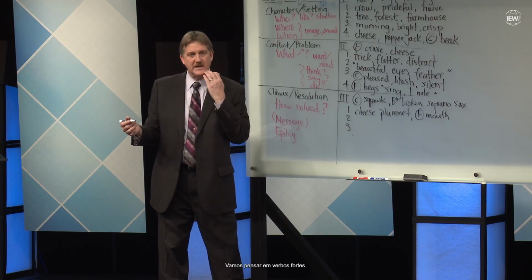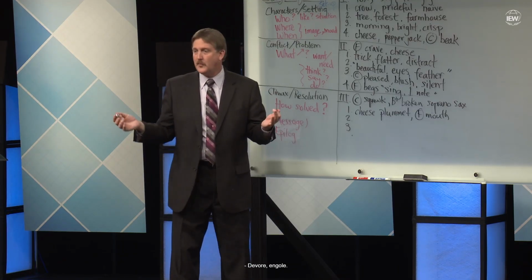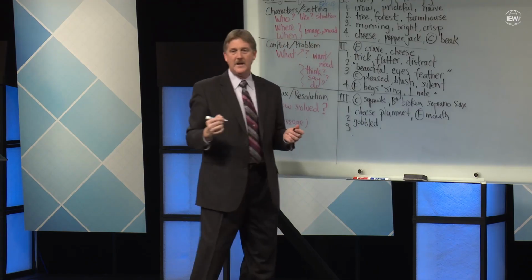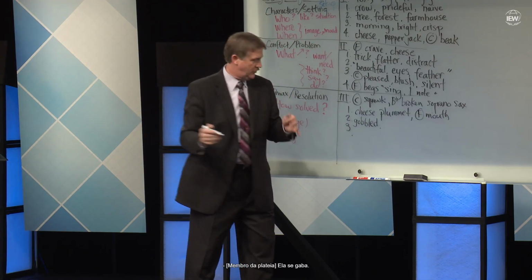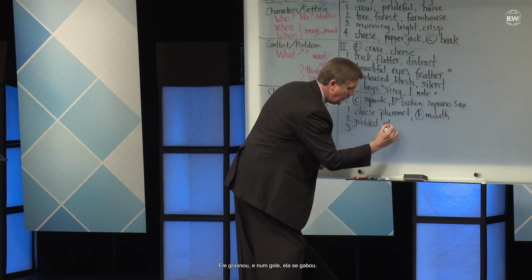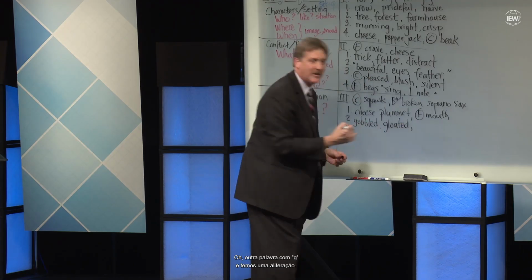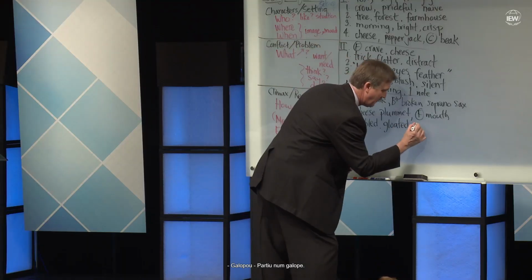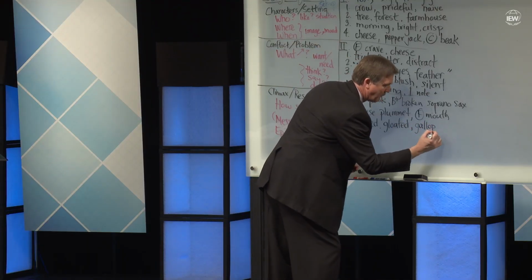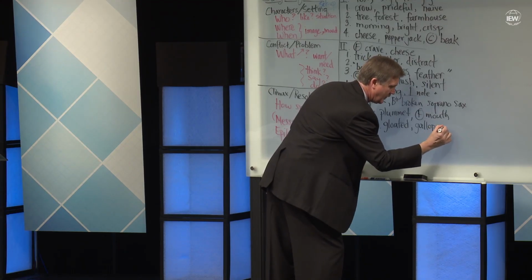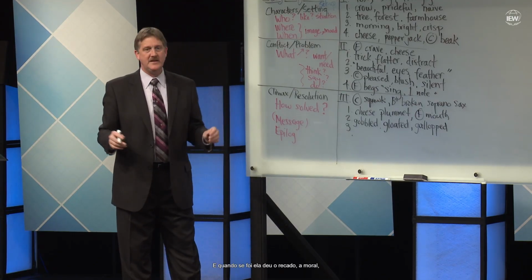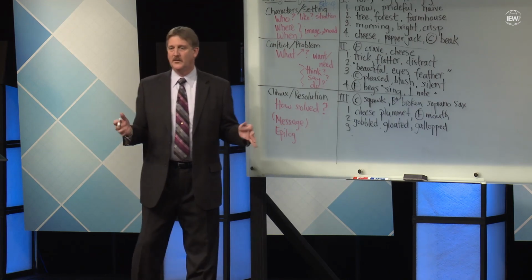Let's think of some strong verbs. He devours, gobbles. He gobbled the cheese. And then he kind of said, ha-ha, gloat, gobbled, gloated. Oh, we've got to get another G word and have alliteration, don't we? He gobbled, gloated, and galloped away. And as he left, he kind of said the message, the moral, which was what?